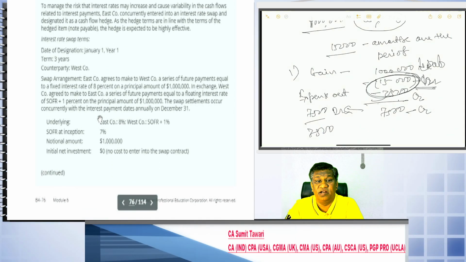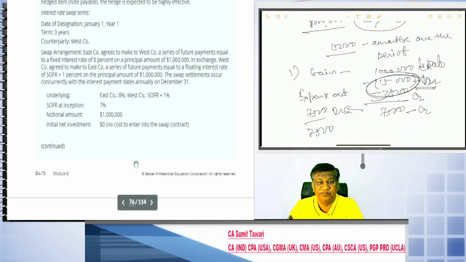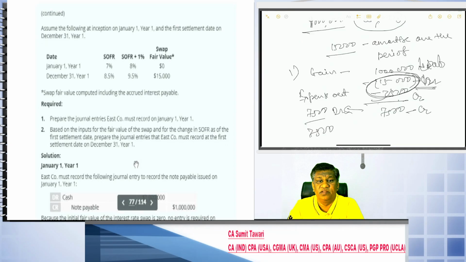Underlying is basically Eastern company 8% and Western company SOFR plus 1%. SOFR at inception is 7%, so there is no cost. Now we need to see the same example. So journal entries must record January year 1.